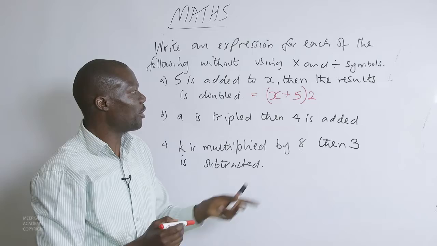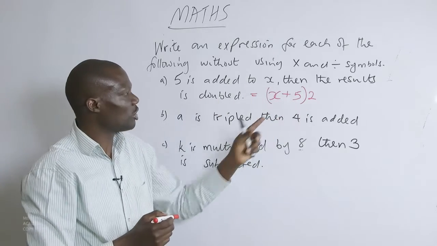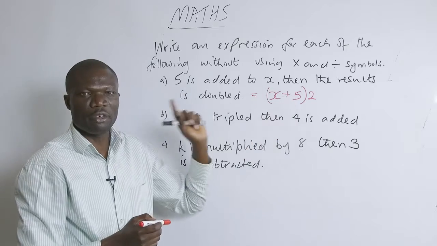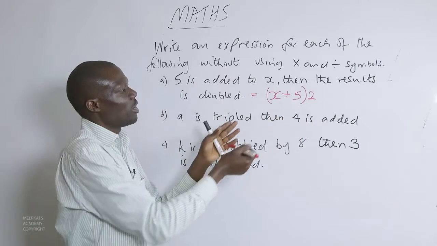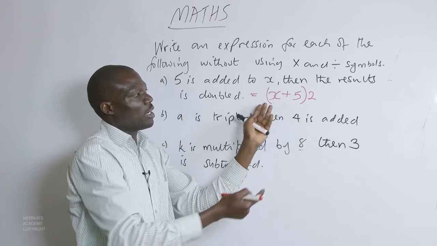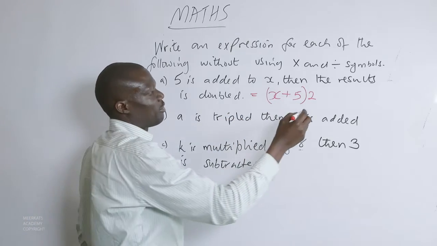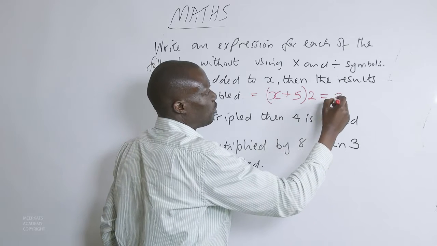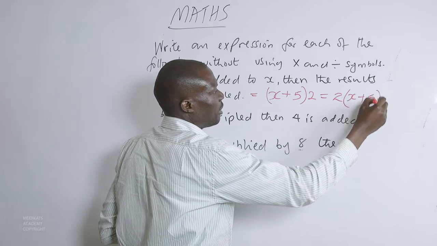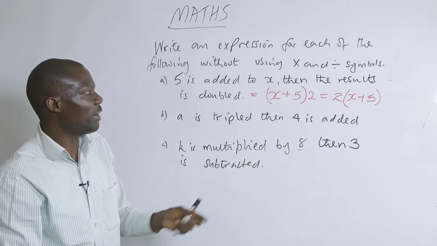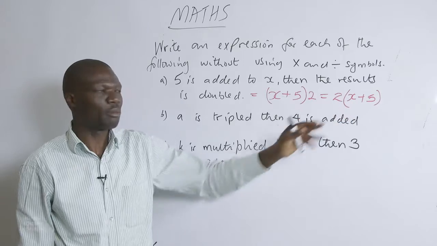So remember, I don't need to use the symbol of multiplication. That's why I am avoiding it. So it can be x plus 5 in brackets multiplied by 2. That same statement means 5 is added to x and the result is doubled. There is nothing wrong, however, if someone writes 2 into the bracket x plus 5. There is nothing wrong. You can have it either as (x plus 5) times 2 or 2 times (x plus 5).